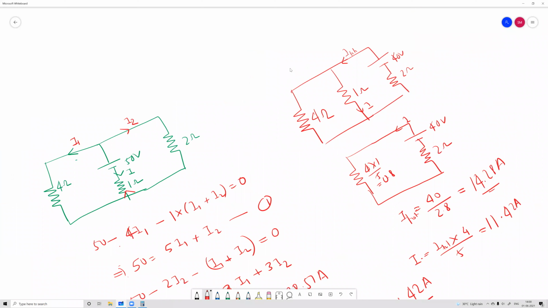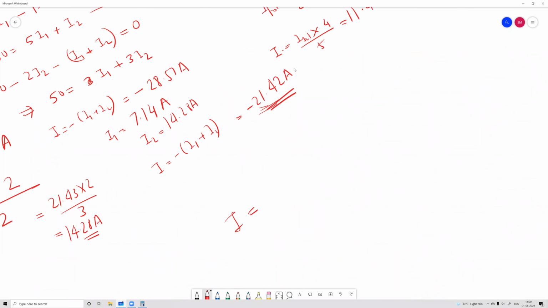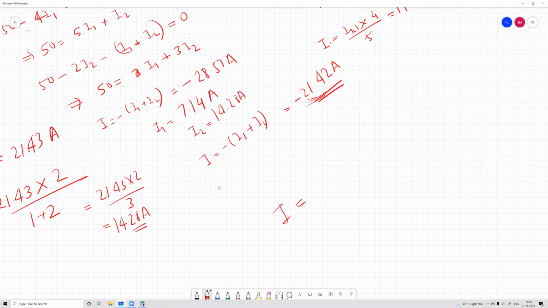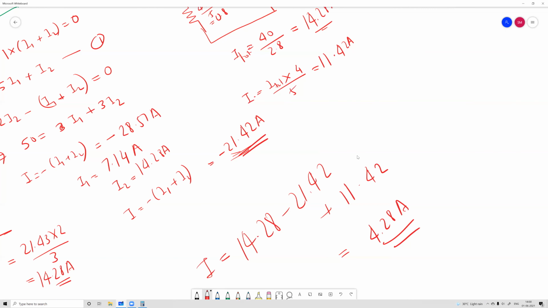So obviously I would be 14.28 minus 21.42 plus 11.42. So this would be 4.28 amps if I'm not wrong. See, this will be minus 10 subtracted from 14.28. Okay, all of you getting it? Okay, this class will end in less than 1 minute, so we will continue in the same link. Okay, join the same link once again.